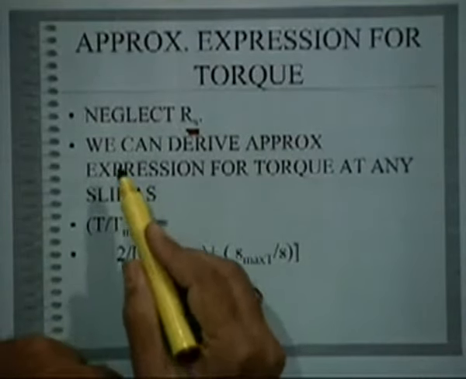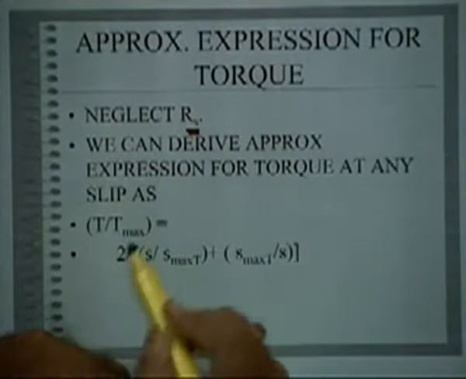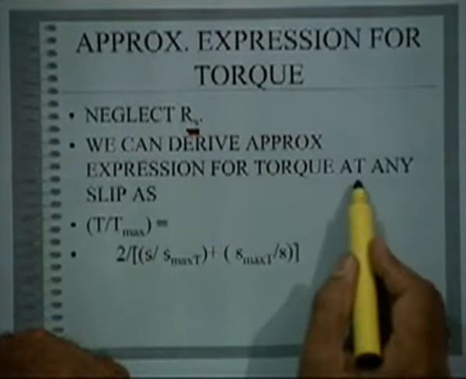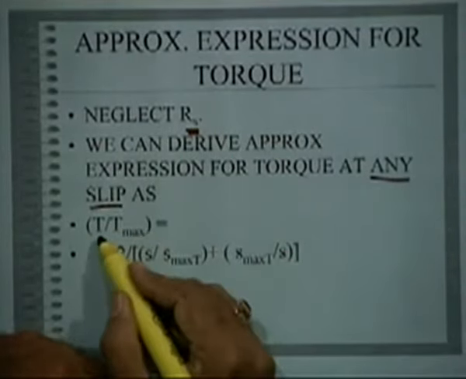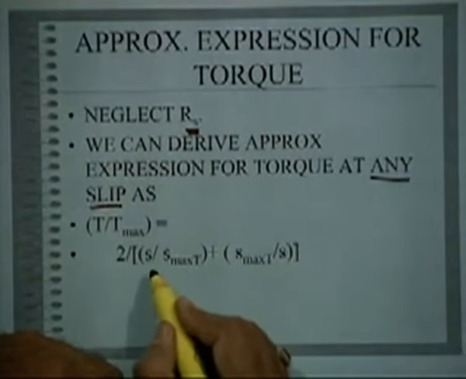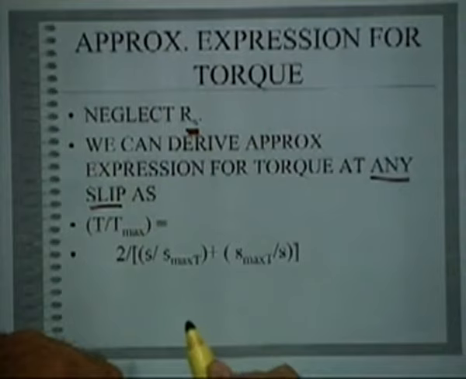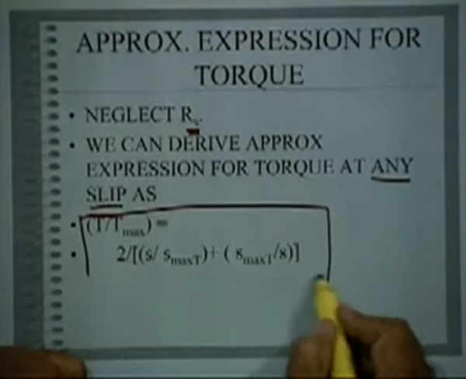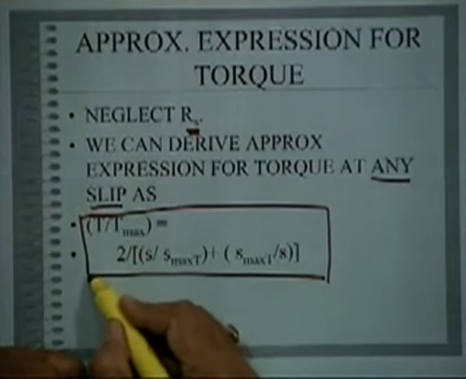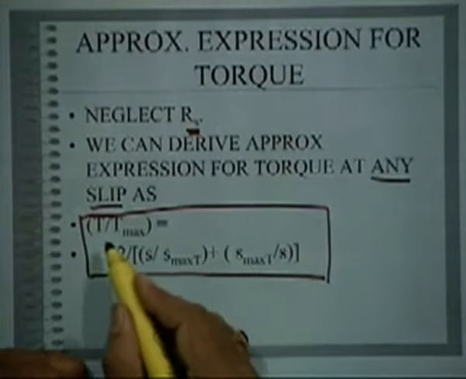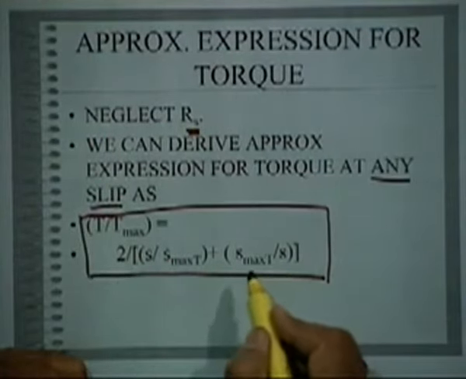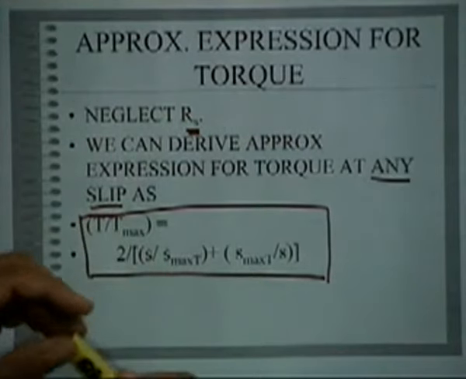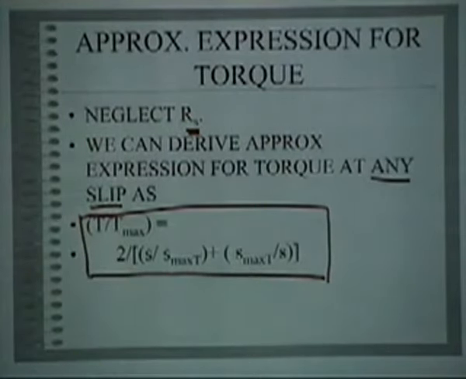So if we neglect the stator resistance, we can derive an approximate expression for torque at any slip. So torque at any slip over T max is given by T/T max = 2 / (S/S max T + S max T/S). You can try to get this expression. All you do is neglect the stator resistance and derive the expression using the Thevenin equivalent circuit. Okay.